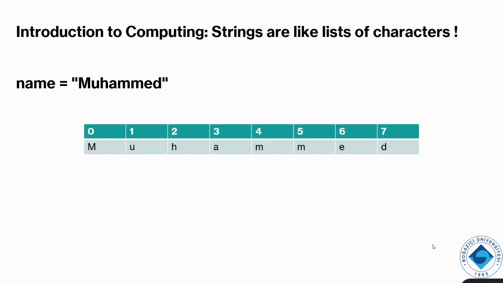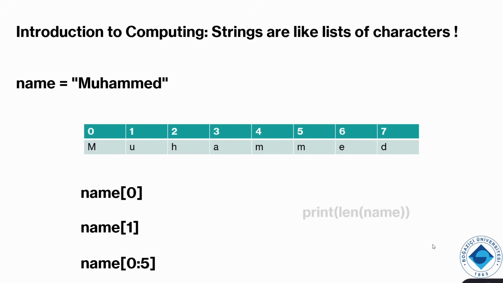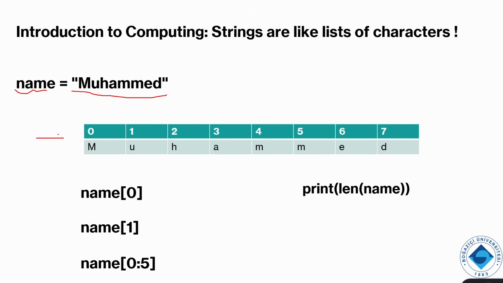Strings are like a list of characters. For the given example, we can define a variable like name, and it's equal to the string Muhammad is my name. And if you remember from previous weeks, a list was behaving like a table. This part is indexes, and this part is our real values. And the index was starting from 0, and 1, 2, 3, and so on.